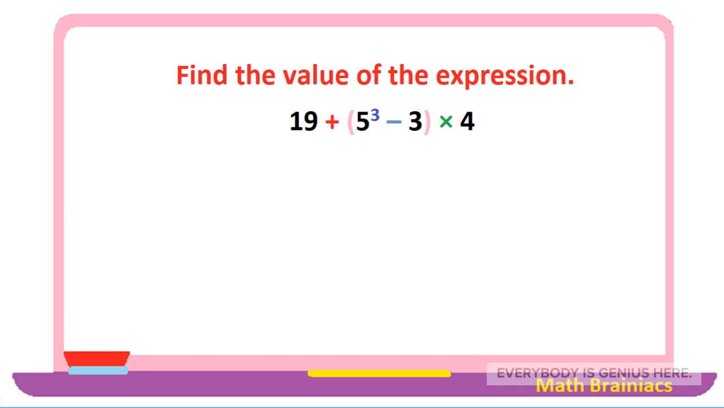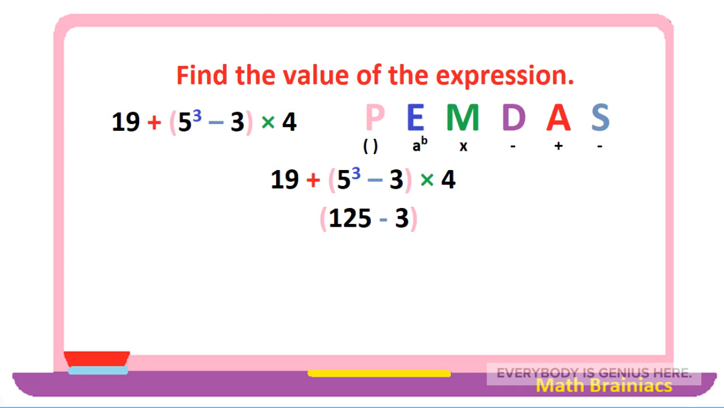Find the value of the expression 19 plus 5 cubed minus 3 enclosed in a parenthesis times 4. Applying the PEMDAS rule, we're going to work first on the numbers that are enclosed in parentheses. But inside the parentheses, there is an exponent, so 5 cubed is 125. We're going to subtract 3 from 125. And it will give us 122.